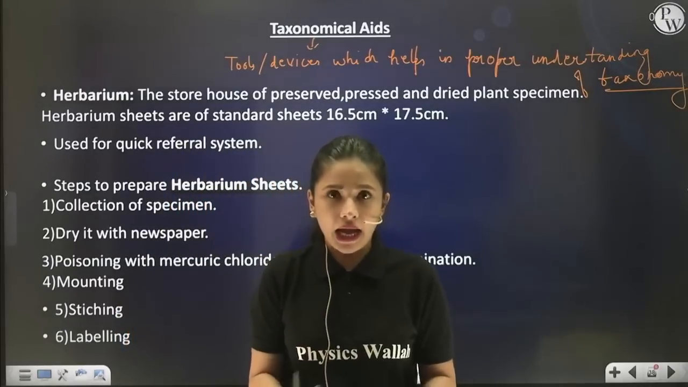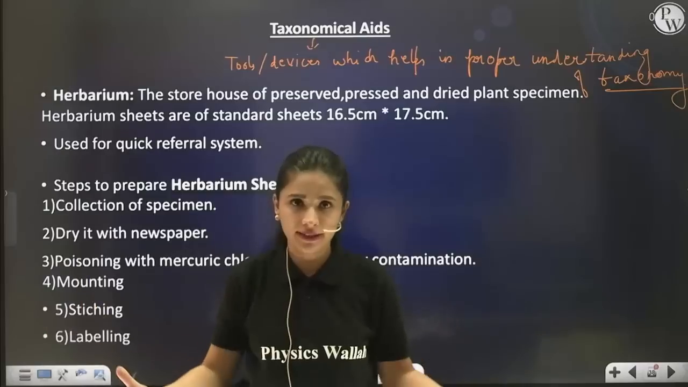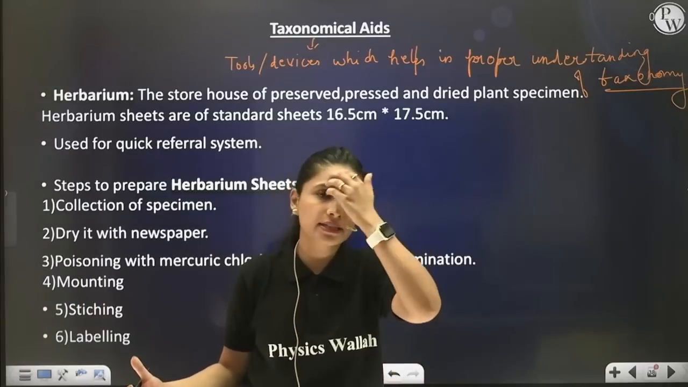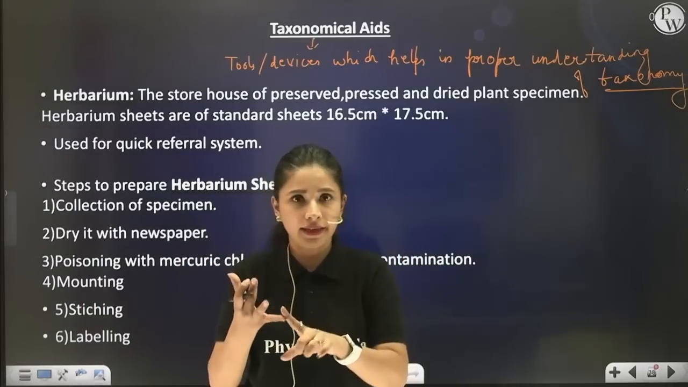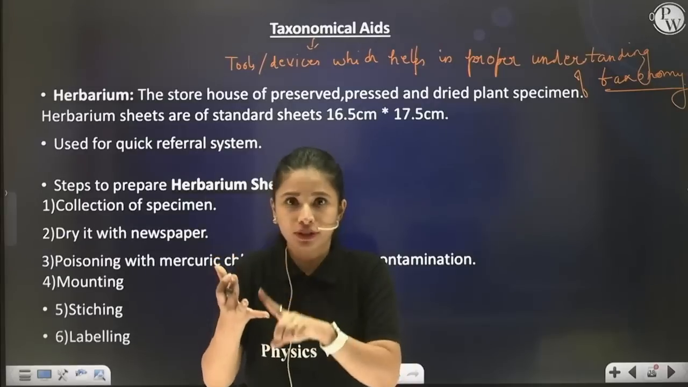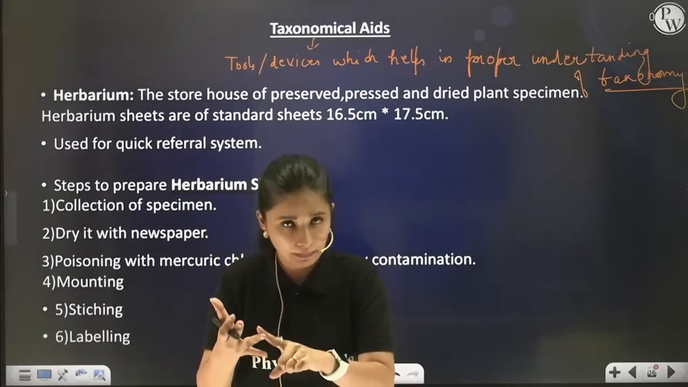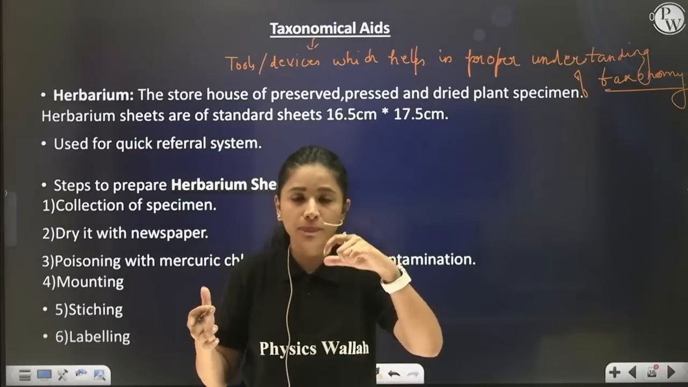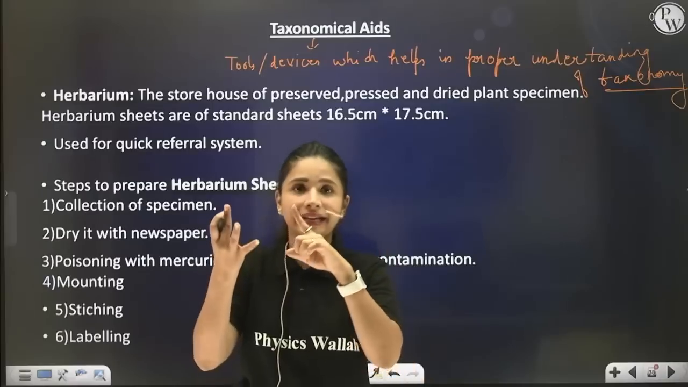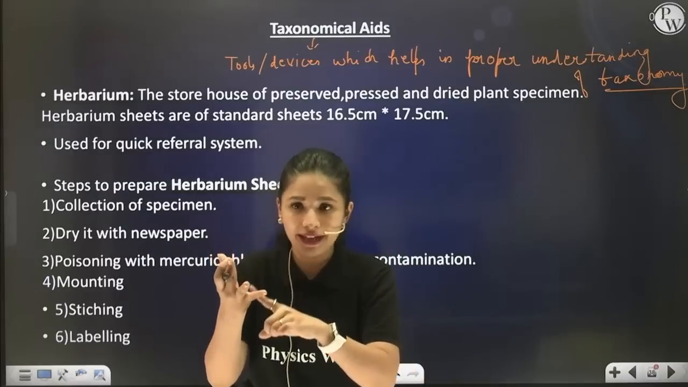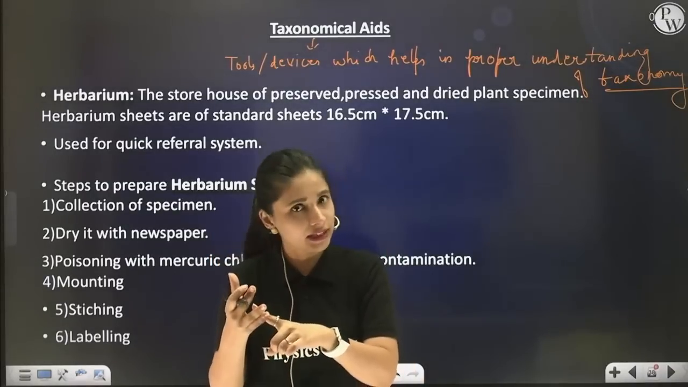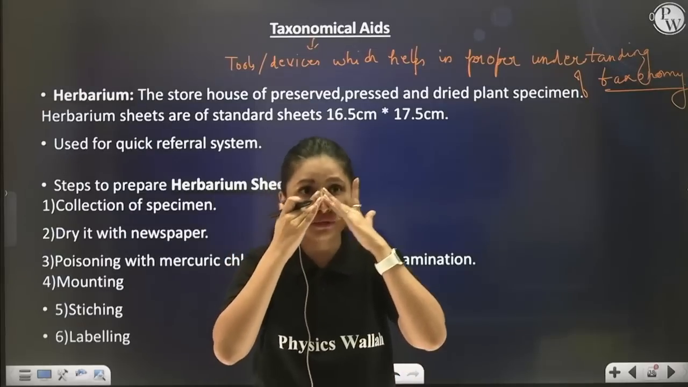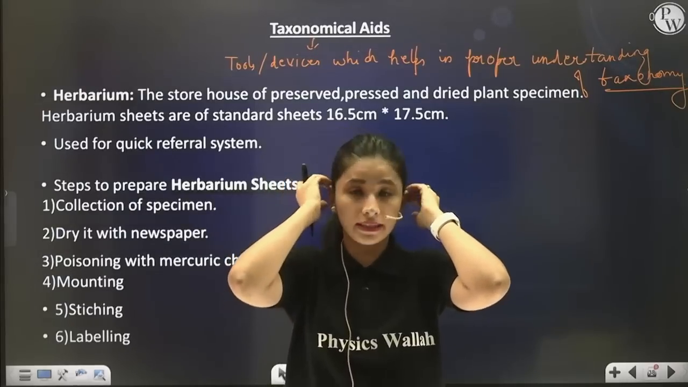Some are constructed on land, and some aids are books. The ones which are constructed on land are herbarium, museums, botanical gardens, and zoological parks. And the ones which are in the form of books are key, flora, manual, catalog, and monograph. Clear? So one by one, we are going to study all the taxonomical aids.